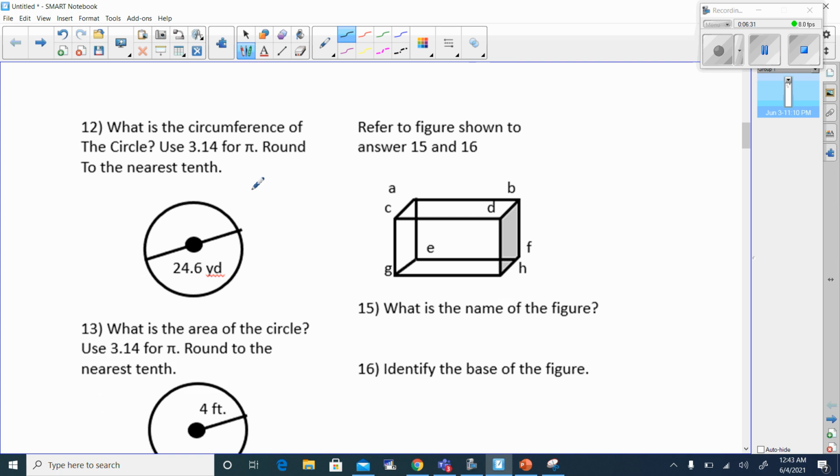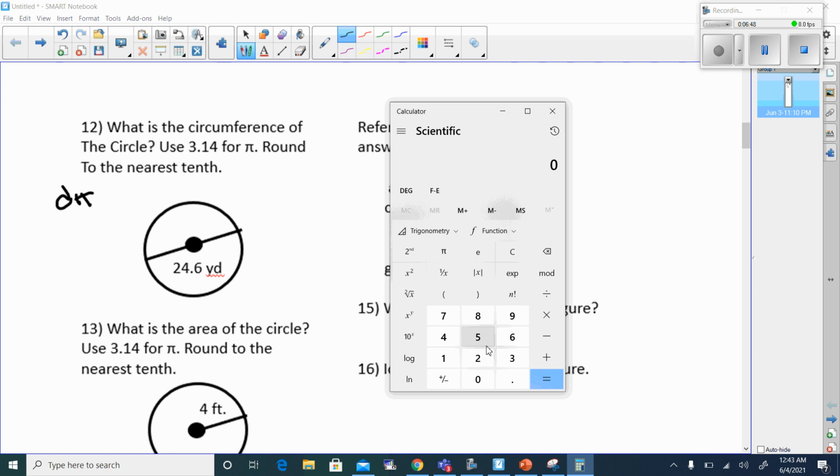What is the circumference? Well, the circumference formula is diameter times pi. The diameter is 24.6, pi is 3.14. So I'm going to get my calculator out here so I can save myself some time. I know that 24.6 times 3.14, that's going to be 77.24. It says round to the nearest tenth. These are not bigger than 5, so it'd be 77.2.